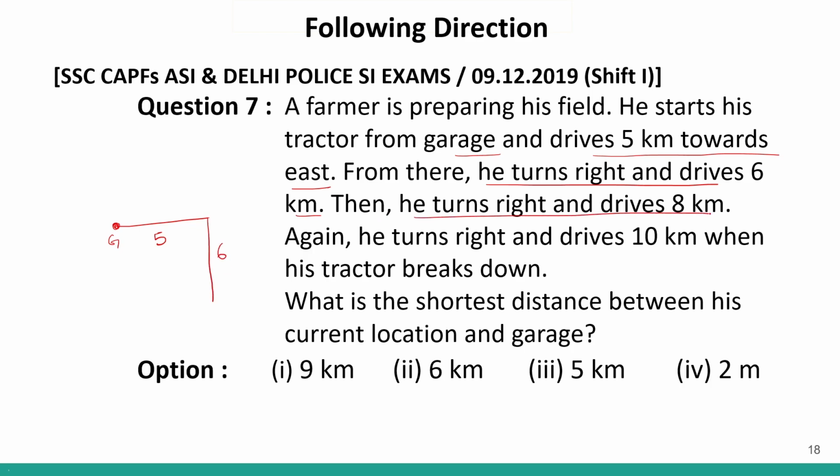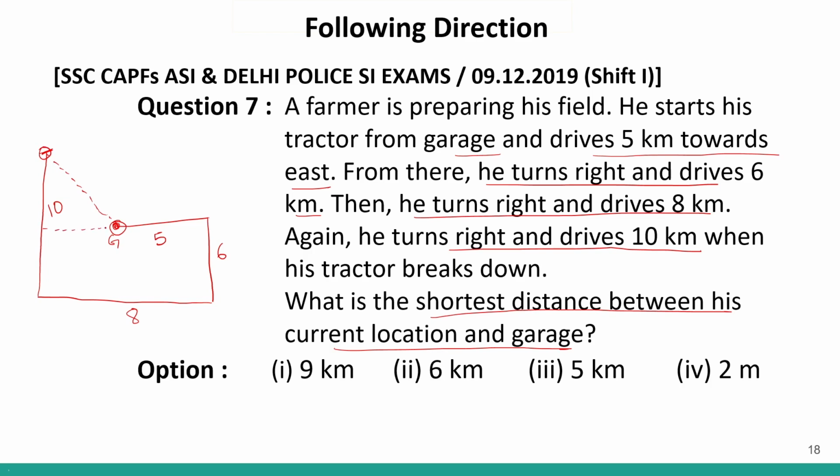Then he turns right and drives 8 kilometers. So right from here and 8 kilometers. Then he turns right again and drives 10 kilometers. So right again and drives 10 kilometers, where his tractor breaks down. So at this point his tractor breaks down. We have to find out the shortest distance between his current location and the garage. So this was the location of the garage and this is the current location. So the shortest distance will be this, right?